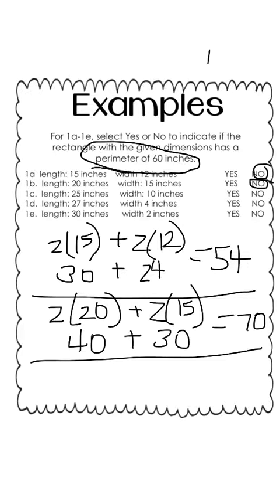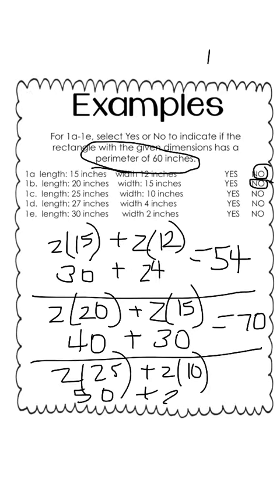I'm going to do one more for you, and then you're going to complete 1D and 1E in your notes by yourself. So looking at the length, I have 25 and 10. So 2 times 25 plus 2 times 10. I know that 2 times 25 is 50, and 2 times 10 is 20. So that would be 50 plus 20, and that equals 70. So again, it's no. Go ahead and pause the video and then complete 1D and 1E in your notebook.